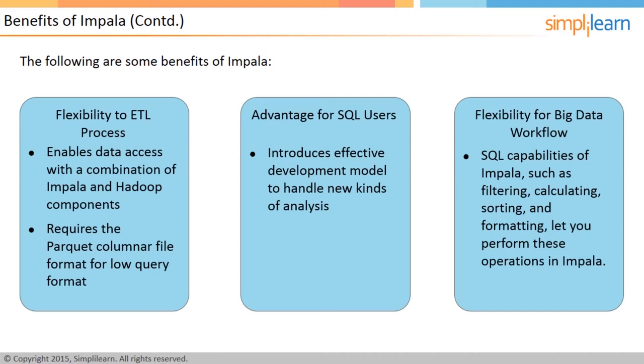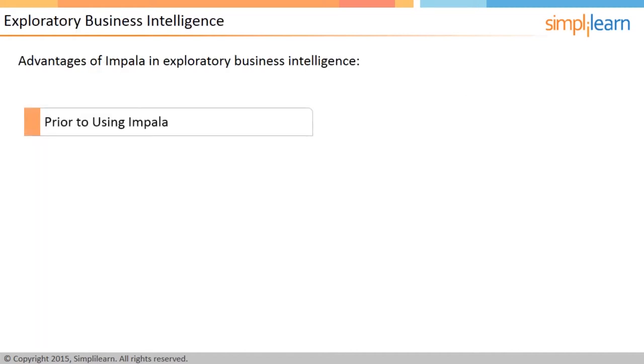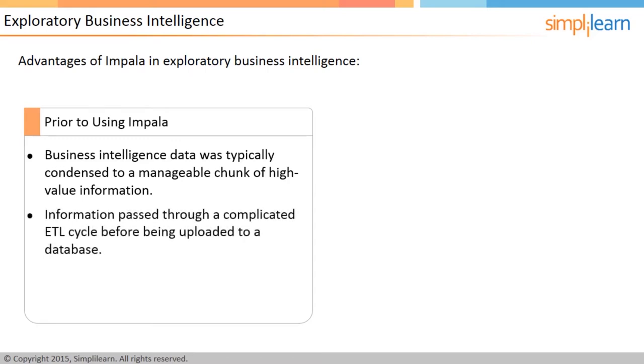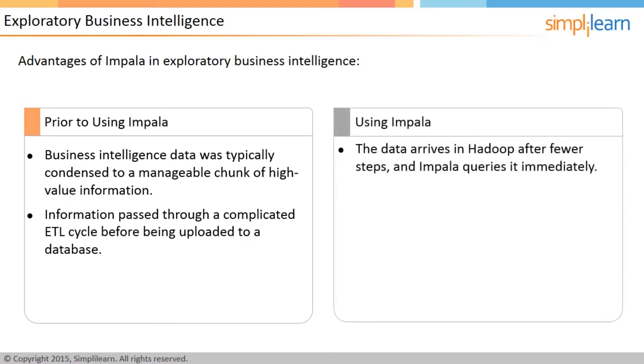In the next screen, let us understand the role of Impala in exploratory business intelligence. Prior to Impala, business intelligence data was typically condensed to a manageable chunk of high-value information. The information then passed through a complicated ETL cycle before it was uploaded to a database. With Impala, this process is minimized. The data arrives in Hadoop after fewer steps, and Impala queries it immediately.